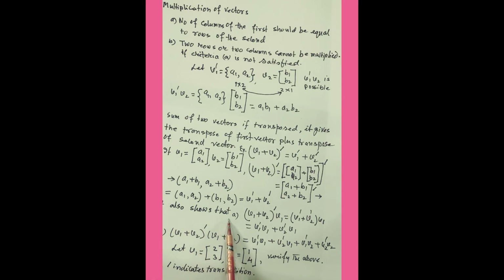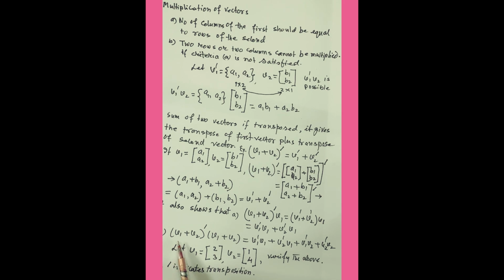Now it also shows that P1 plus P2 transpose multiplied by P1 is equal to P1 transpose plus P2 transpose into P1. This is equal to P1 transpose P1 plus P2 transpose P1. Okay.